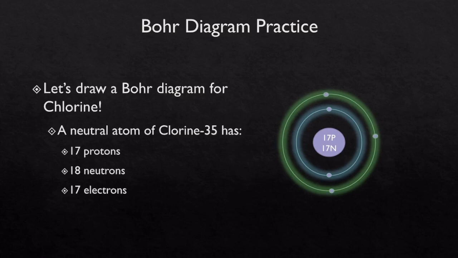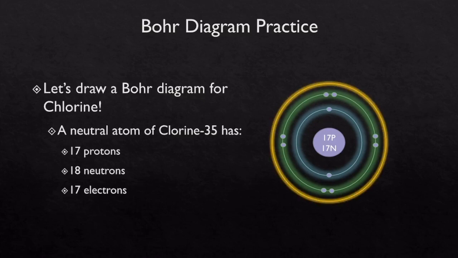So here I go. 6, 7, 8. All right, now I have 10 electrons on here. Chlorine has 17, so I have 7 more electrons, so I'm going to need a third energy level. So 1, 2, 3, 4, 5, 6, 7. And so there is my Bohr diagram for chlorine. I've got all 17 electrons around the outside.